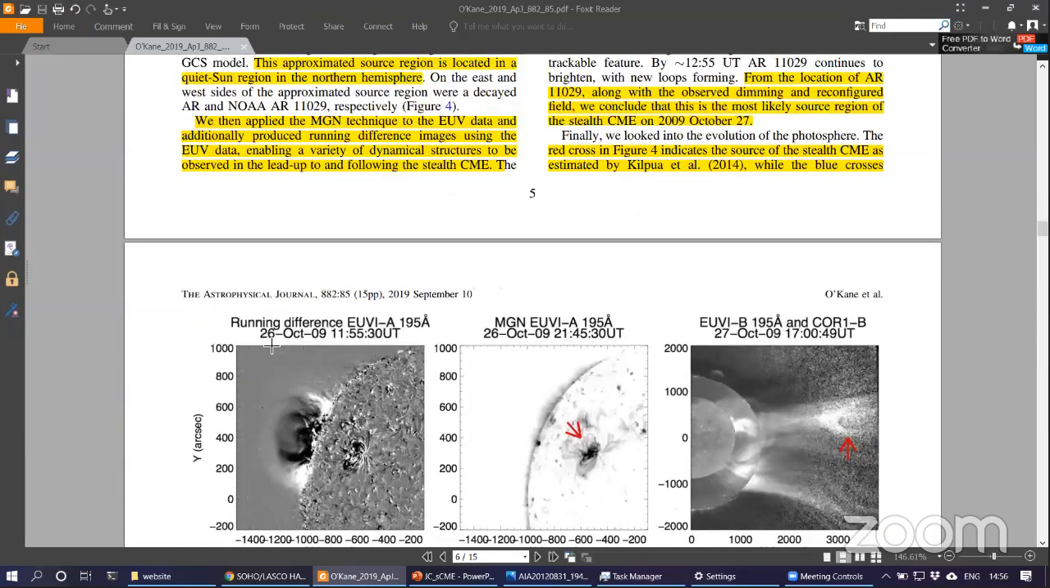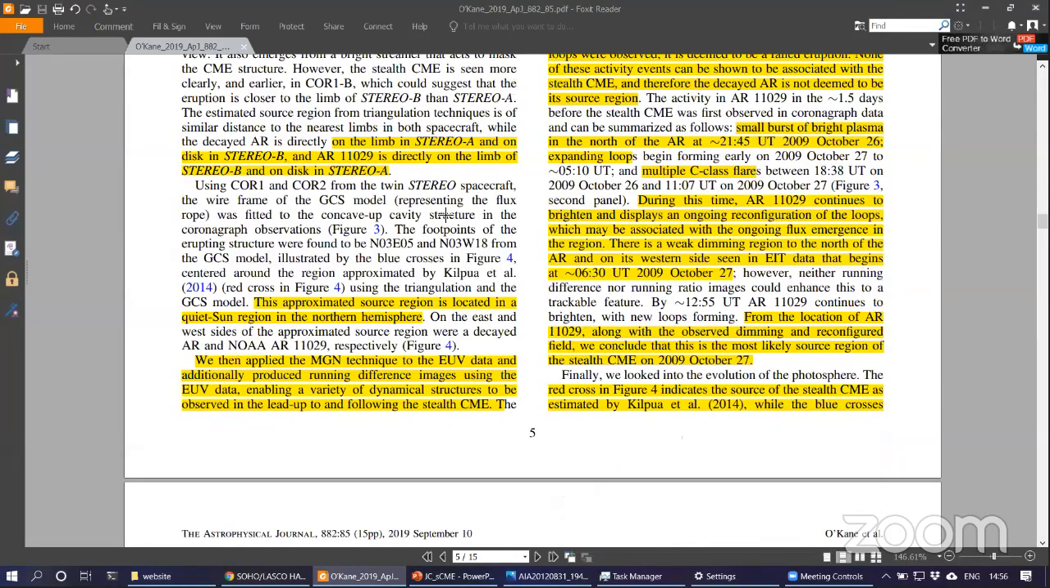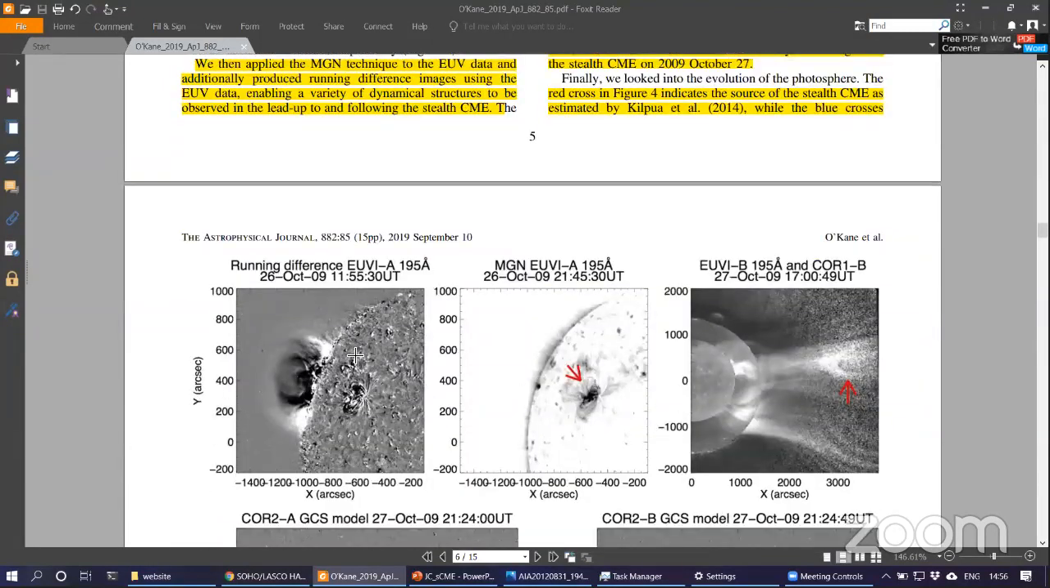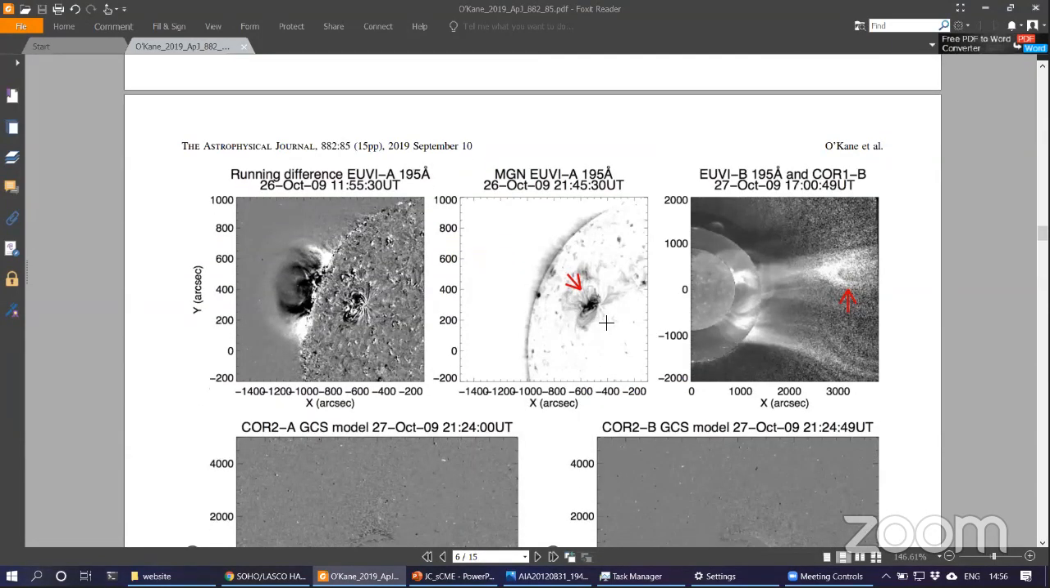The event we are talking about here is of 27th October 2009. But before that eruption, as I mentioned, there was one eruption on 26th October, and this particular active region, along with the other one, showed some kind of flows. So these people were trying to figure out if this first eruption is responsible for opening up the field lines, so that even a small eruption is turning out as a stealth CME. It is a very tricky task to identify the source region when you do not have any clear, distinct evidence.